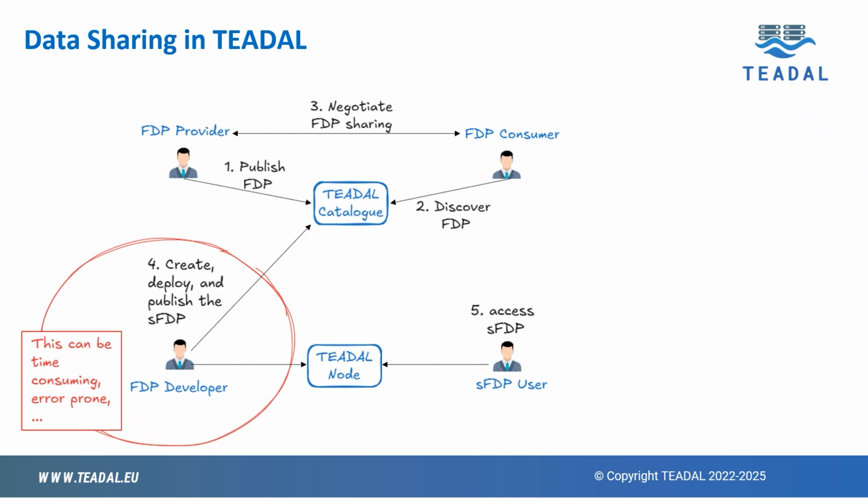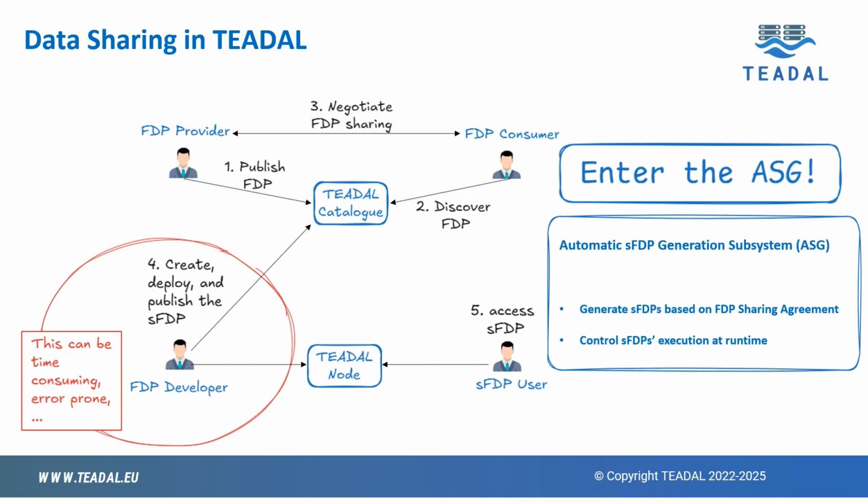However, creating sFDPs manually can be time-consuming and requires developer expertise. Moreover, different teams may choose different technology stacks or styles, which complicates long-term operations and support. The ASG subsystem was designed to resolve this. It helps developers to generate compliant sFDPs automatically and provides a unified runtime to manage sFDP execution.